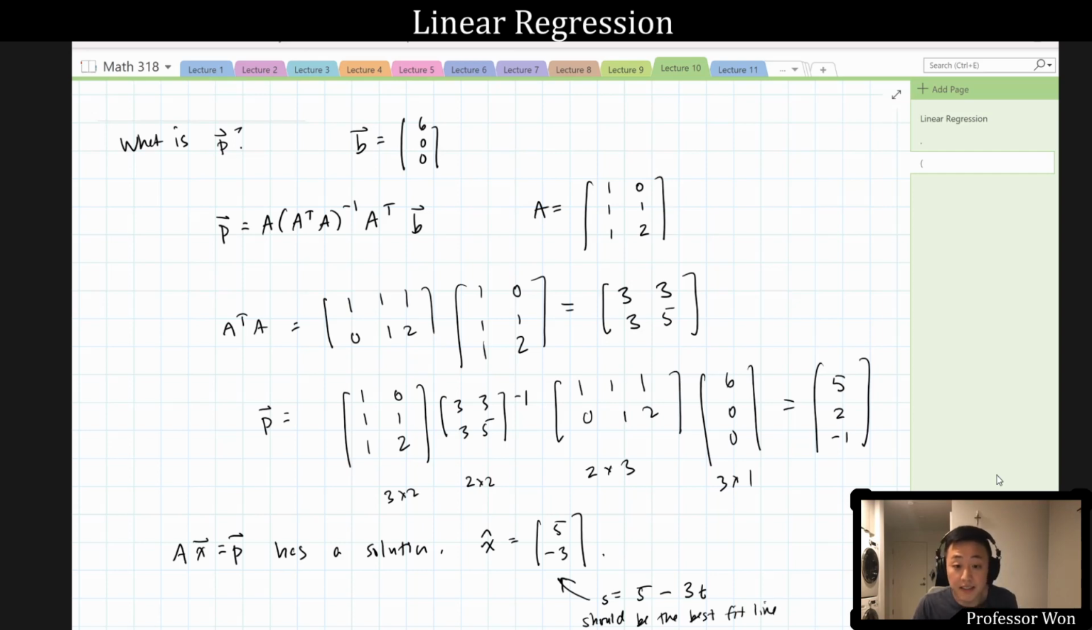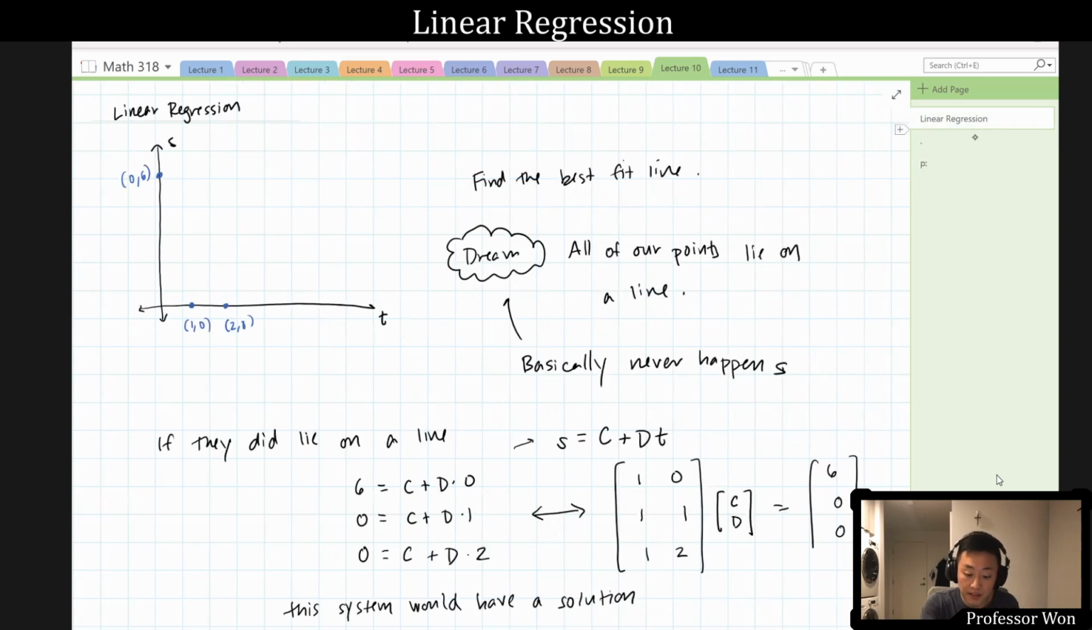Best fit in what sense? Well, from the way that we've developed it, it's the best fit in the sense that it's the line that would solve the closest consistent system to this one, right? This leads to an inconsistent system.